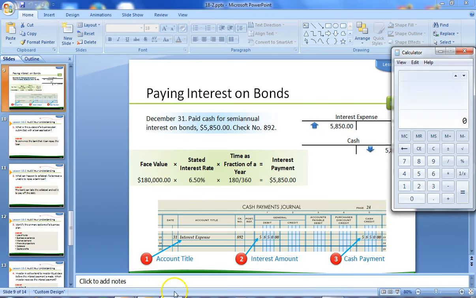So if we do some math, $180,000 times 0.065 gives us $11,700, but the fraction is the time of the year. It's a half a year, so you can multiply by 180, divide by 360, which is $5,850, or start over, times 0.065, divide that by 2, and you get the same number.